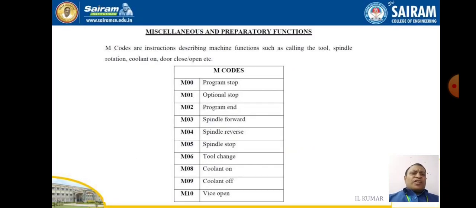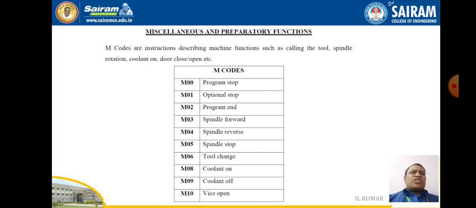The next topic we are discussing is the miscellaneous codes. The miscellaneous codes are, indirectly, the operations of the particular type of machine tool. M00 is the program stop. M01 is the optional stop. M02 refers to the program end. M03 refers to spindle forward. M04 refers to spindle reverse. M05 refers to the spindle stop. M06 refers to the tool change.